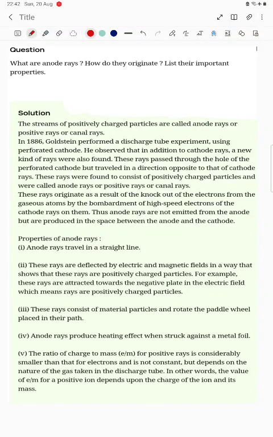Hello student, let's try to understand a problem. The problem is: what are anode rays? How do they originate? List their important properties.